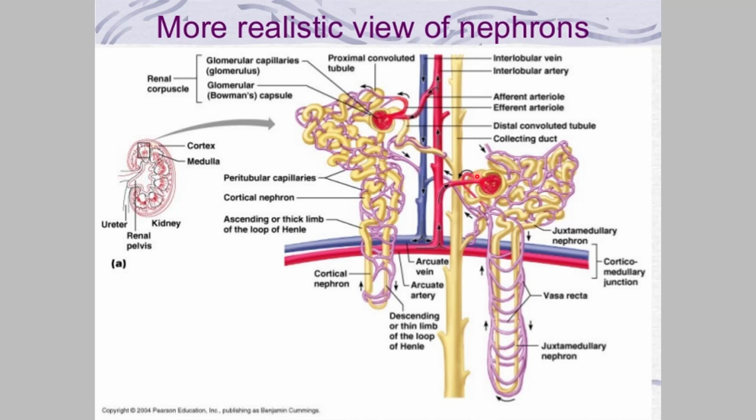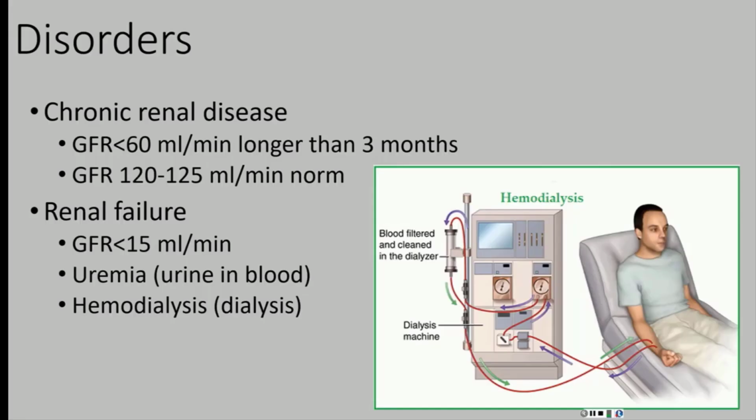And that's why it can then make a call as to, do we need to reabsorb more? Do we need to reabsorb less? And it will adjust the diameter of the afferent and efferent arteriole to allow us to filter more or less. Go back to that first lecture and watch that part again and see if it makes a little bit more sense. Now, in both of these, your kidneys are no longer performing as much as they should.